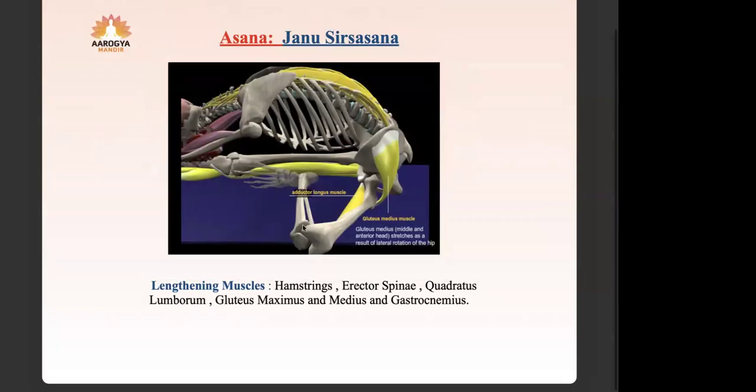So if you see the folded leg over here, the adductor muscle of that is getting stretched and the gluteus medius is getting stretched. This is of the folded leg.